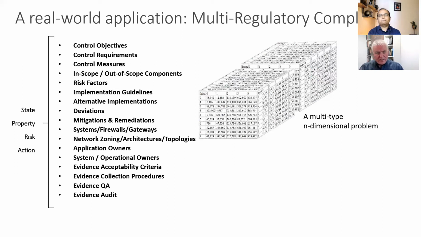Yeah. And so the amount of time and effort that they're devoting to proving that they're compliant with X different schemes is just growing all the time, and they're struggling to work out a way to handle it. That's because they're basically dealing with a multi-dimensional problem. They've got control objectives, control requirements, control measures, statements of what's in scope, out of scope, what the risk factors are, the whole risk picture. It's an n-dimensional problem.